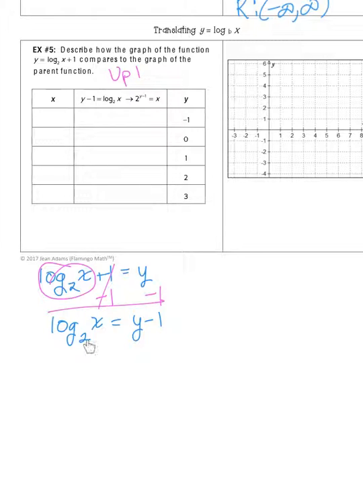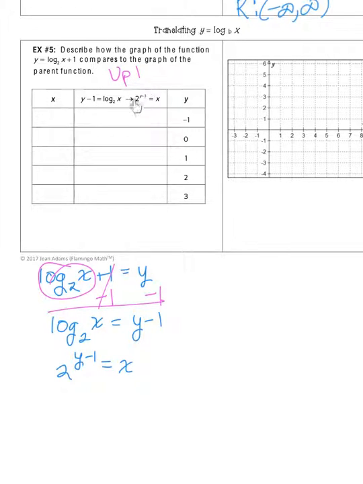Now I've got a base, and I'm taking a log of, and an answer over here. And so what I can do is take this base and switch these two things. And so that's what I'm going to do. I'm going to take my base of 2, and then I'm just going to switch the x and the y minus 1. So the y minus 1 becomes my exponent, equals x becomes my answer. And so this is the exponential form here of that log form.